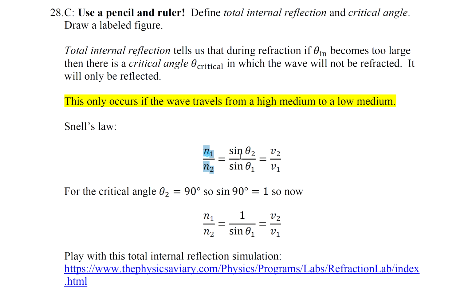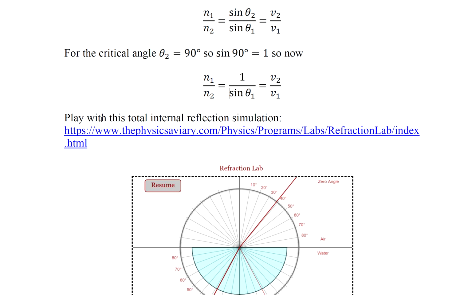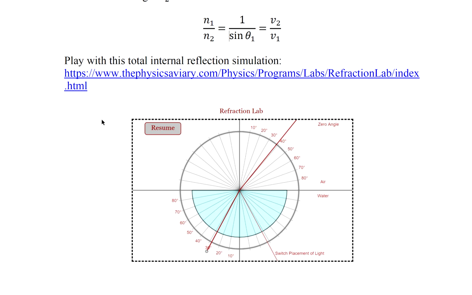So let's use Snell's law here. For the critical angle, theta 2 equals 90 degrees. And sine of 90 is 1. So now we have this equation. You see what happened? Sine of theta 2 went away. So play with this total internal reflection simulation here.